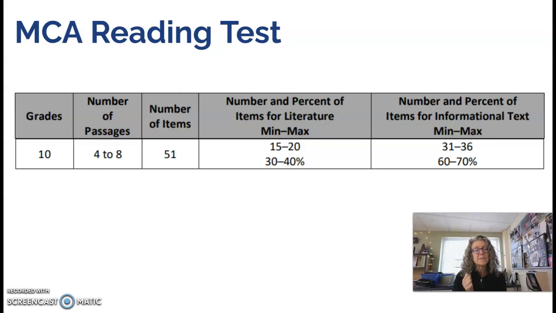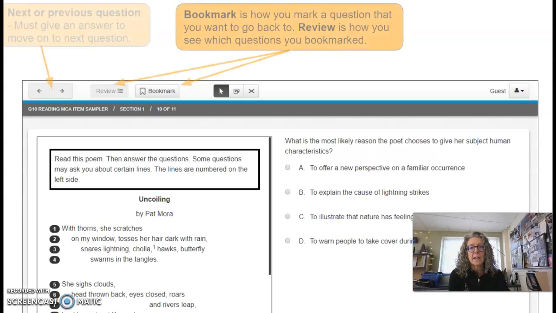And there's 2 different kinds of text on there. The number and percent is listed there, so about 30 to 40% of the items are from literature, which could be short stories, poetry, drama, more fictionalized kinds of things. And then a bulk of it, though, 60 to 70%, is what they call informational text. That could be opinion articles from a newspaper. It could be articles from a science magazine. It could be essays that someone wrote. It's all kind of the nonfiction genre. Okay, so that is the makeup of what you'll be getting.